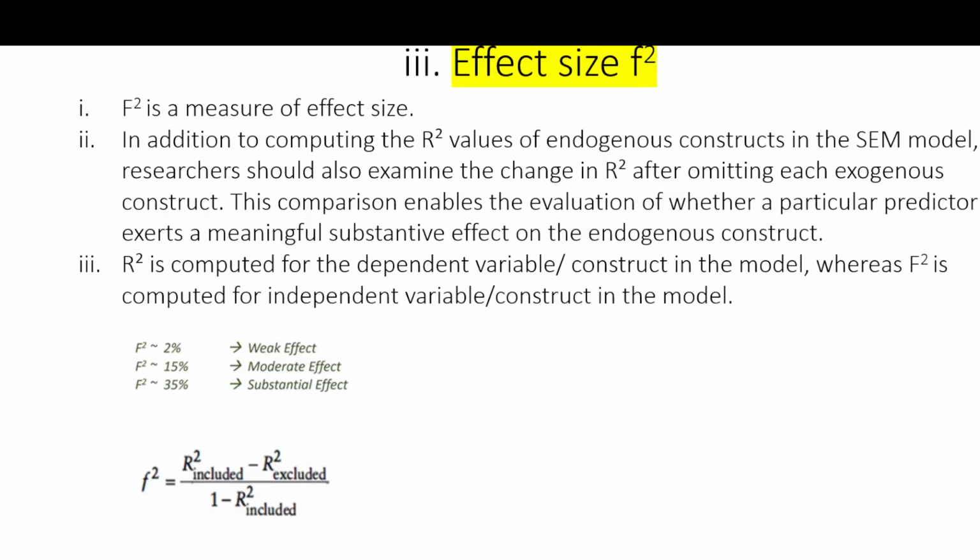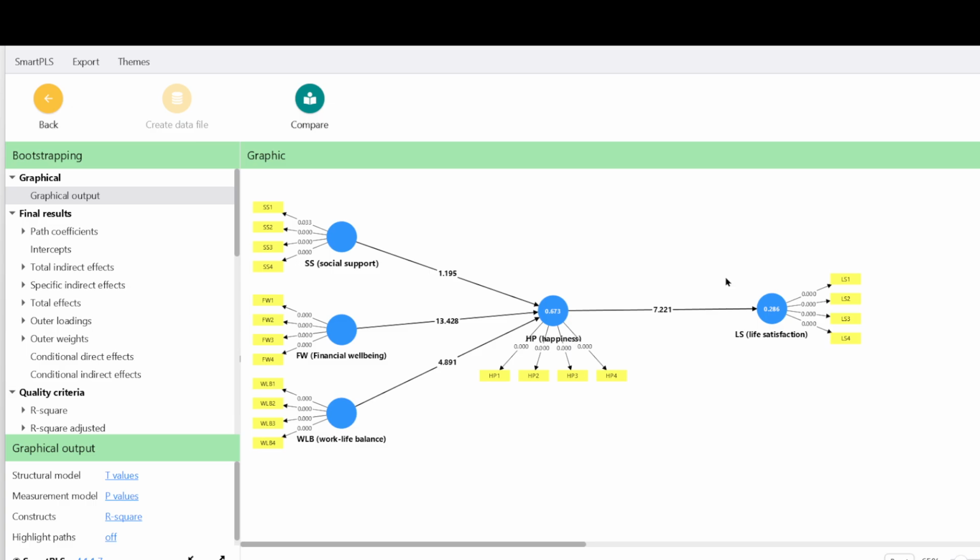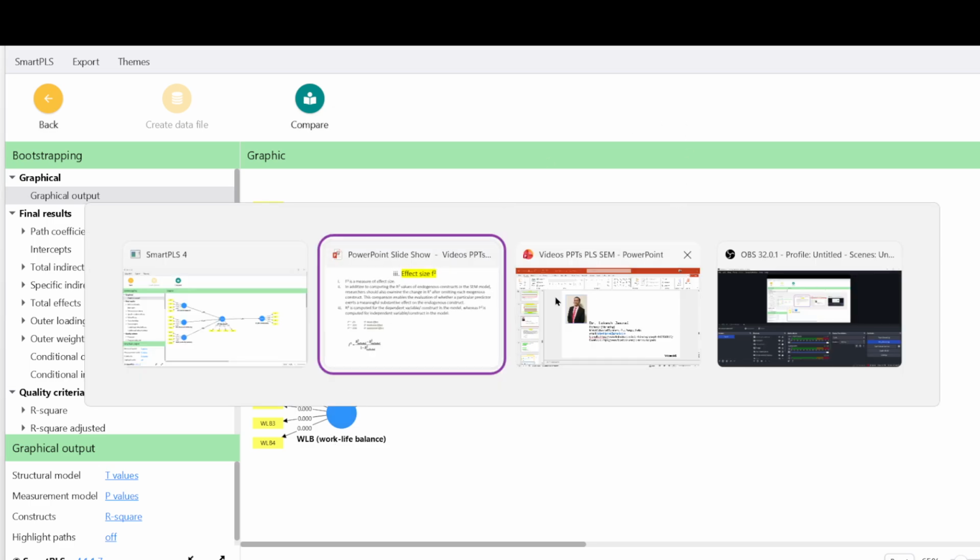We go to the SmartPLS software. This is our ongoing model in which three constructs, social support, financial well-being, and work-life balance, all together affect happiness, and happiness leads to life satisfaction. So my target is to examine the effect size of each independent construct with respect to happiness, because these three, SS, FW and WLB, are the independent constructs that affect happiness. So the F square effect size has to be computed one by one for all these three independent constructs. Now how can it be computed?